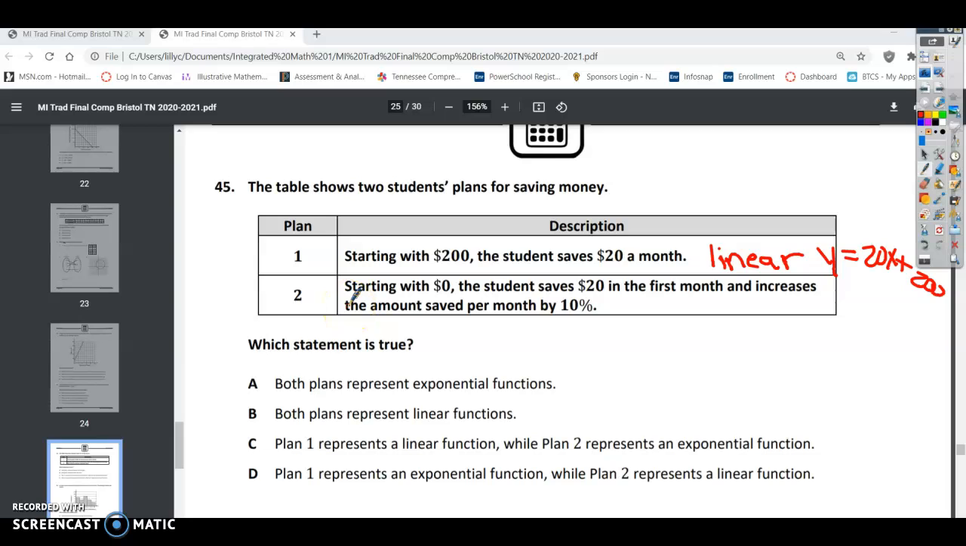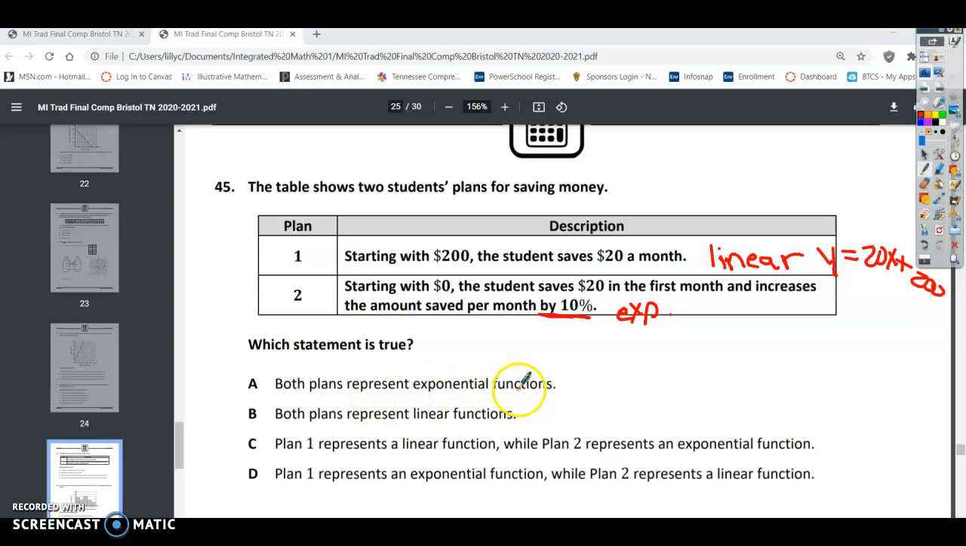Alright, Plan 2, starting with $0, the student saves $20 in the first month and increases the amount saved per month by 10%. Alright, so they're saving a percentage, and it's going to increase by 10%, so that is going to be an exponential function. Alright, which statement is true?